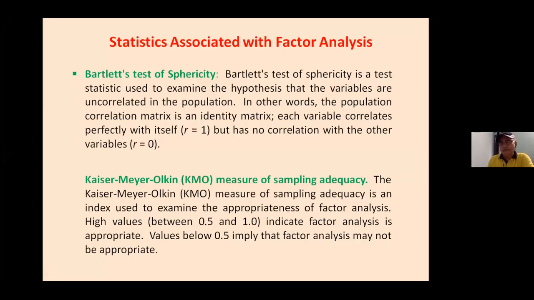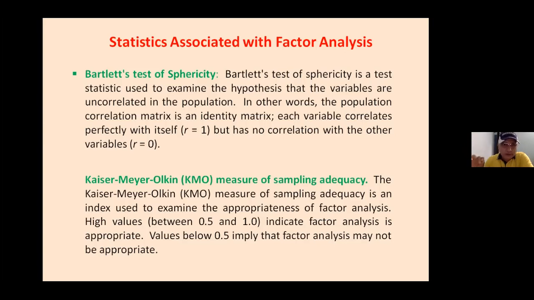Number two, the KMO test. KMO is called the Kaiser-Meyer-Olkin test. It is used for sampling adequacy. That means the KMO value is always between 0.5 to 1. Remember this value, not 0.05. It has to be between 0.5 to 1. Let's say you apply factor analysis and your KMO value says that it is 0.35. Do not apply factor analysis. It is not applicable to your data.